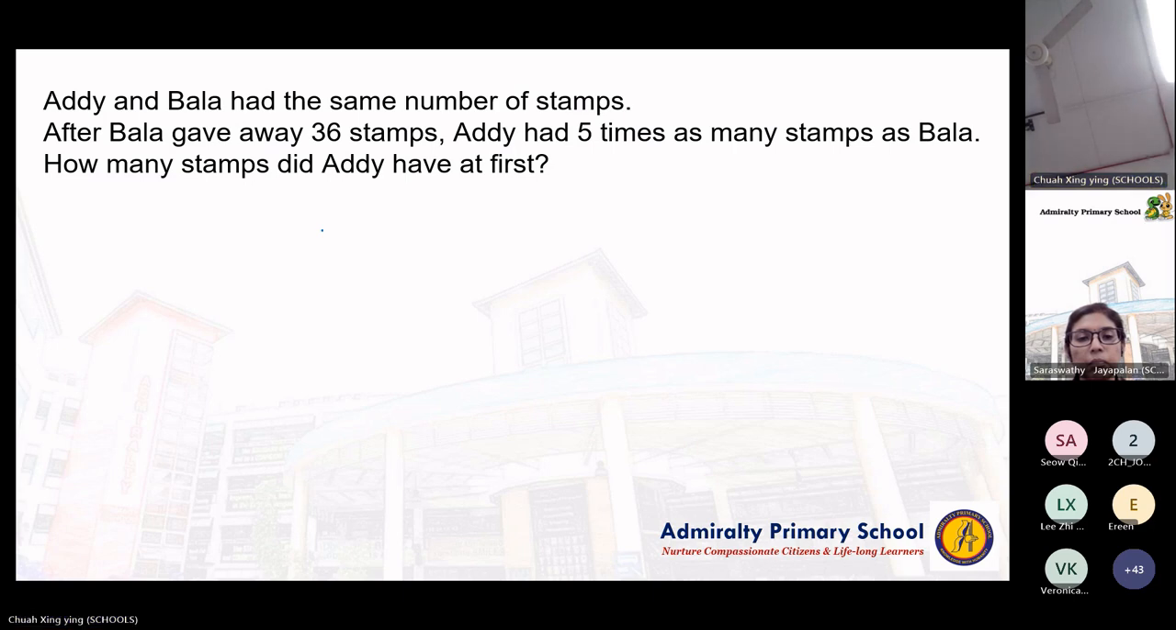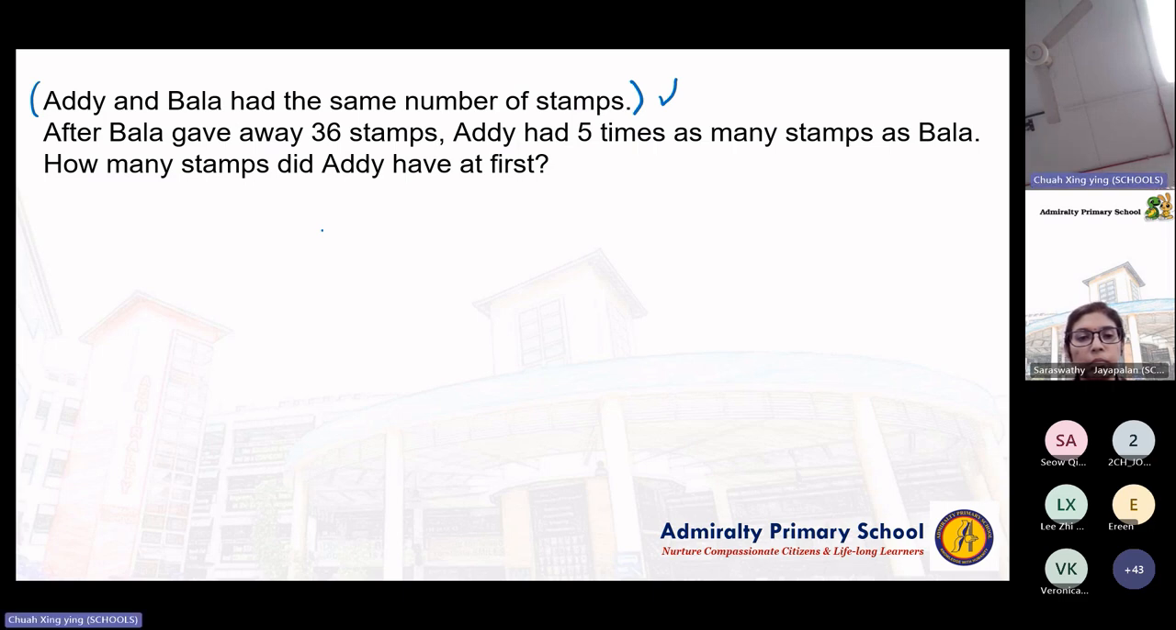Okay? So let's look at the first sentence here. Eddie and Bala had the same number of stamps. In this sentence, it shows us a concept that they need to know. This concept is called the equal at first concept. What does it mean? It means that both Eddie and Bala have the equal number at first. All right, keep this in our mind first.